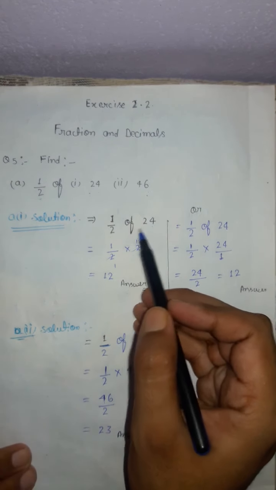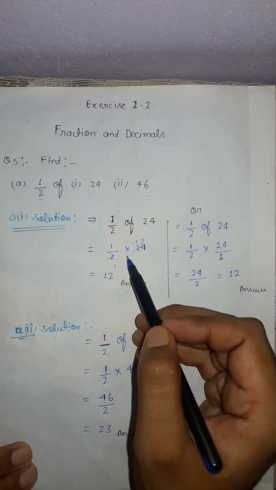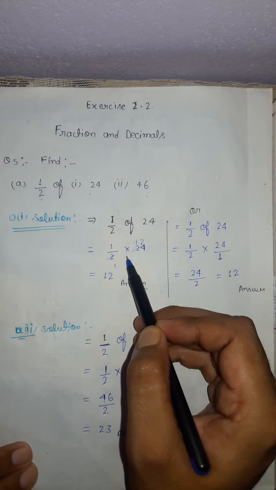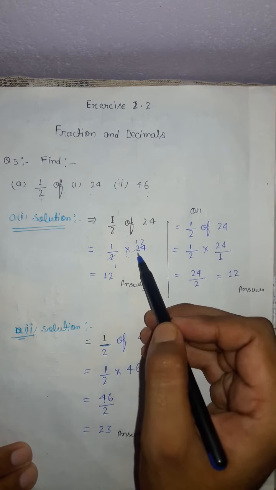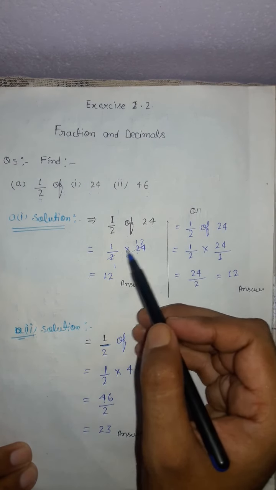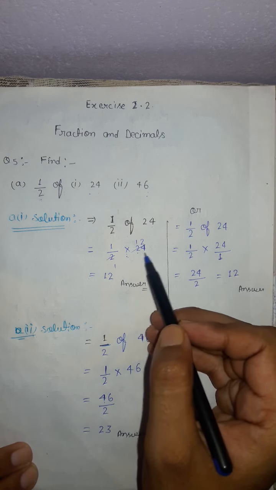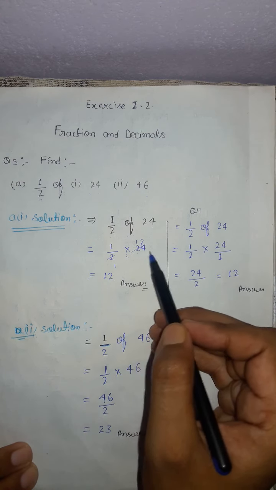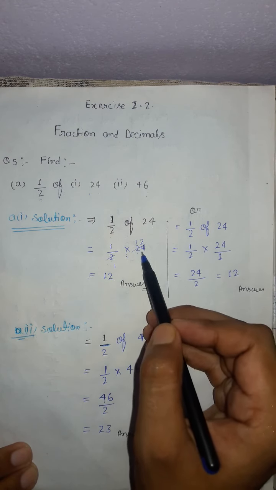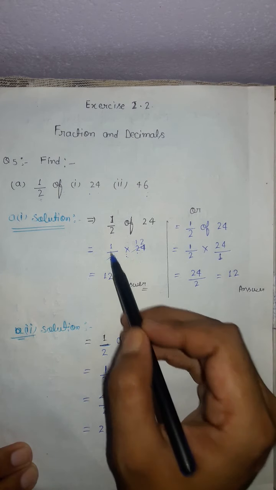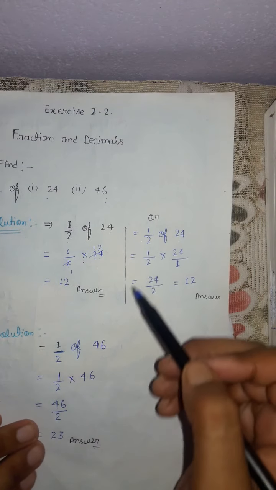You already know that "of" means multiply. So in place of "of" we will write the sign of multiplication. So 1 upon 2 into 24. Now this 24 is a numerator and no denominator is given, so you have an option: you can write upon 1, or you can cancel here. 2 ones are 2 and 2 twelves are 24, then 12 will remain, and 12 ones are 12. That is our answer.